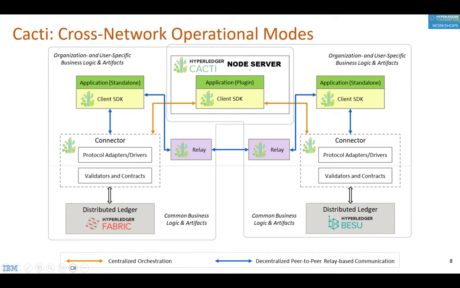Now, if you look at the node server, it's something that allows you to deploy customized business logic as a plugin. And using the node server, you can run orchestrated transactions between two different ledgers, and you can do that with various levels of centralization, depending on what kind of logic you're putting in there. So broadly speaking, if you want to do any kind of cross-network communication in order to fulfill transactions across two different ledgers, you have a choice.